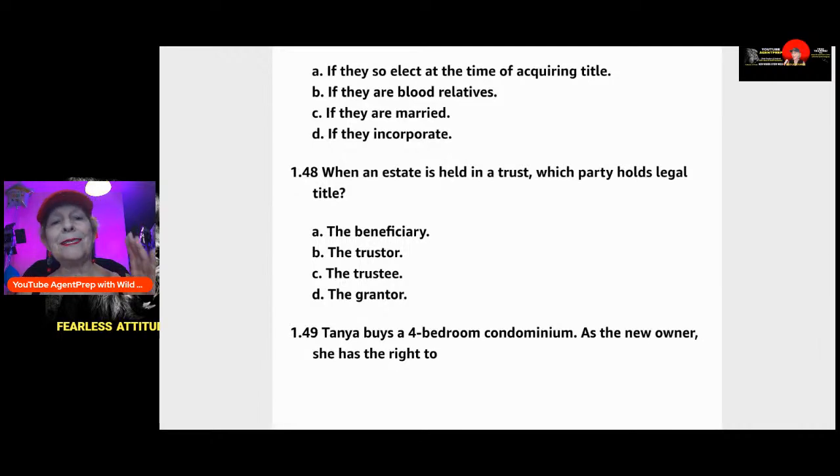So whenever there is a trust, there's 3 parties involved. So who holds the legal title?